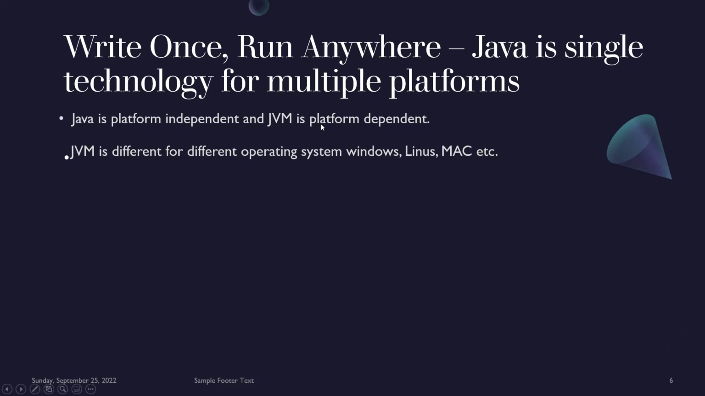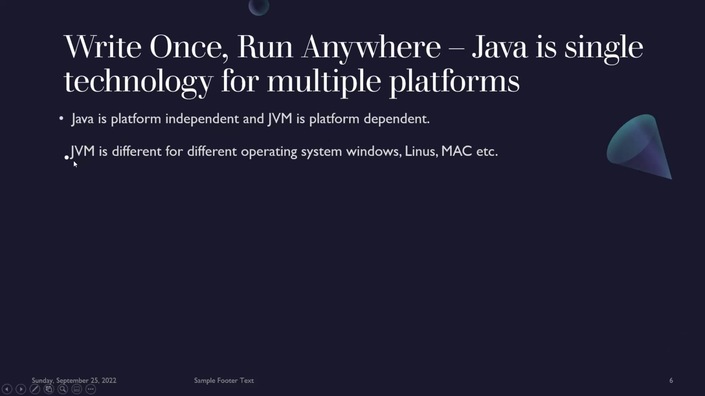Now we are saying JVM is platform dependent. JVM is platform dependent means the JVM will be different for different operating systems. What is the work of JVM, what is its purpose? I will explain that in my next slide, how JVM works. But for now, you understand that Java is platform independent and JVM is platform dependent.